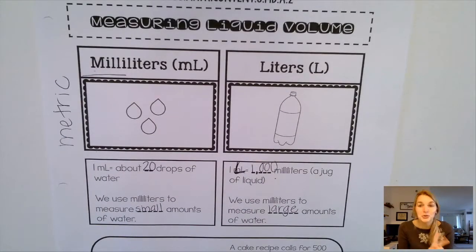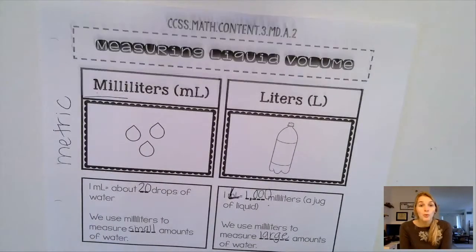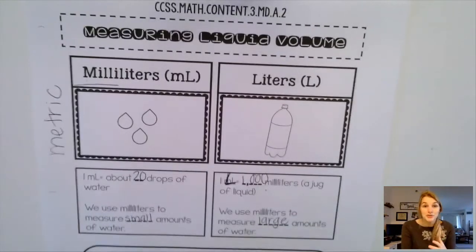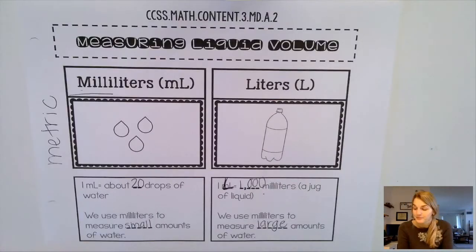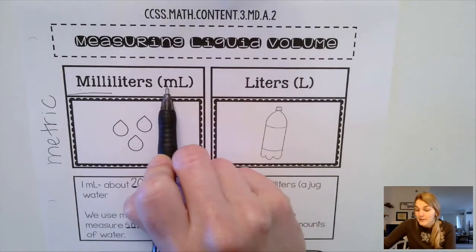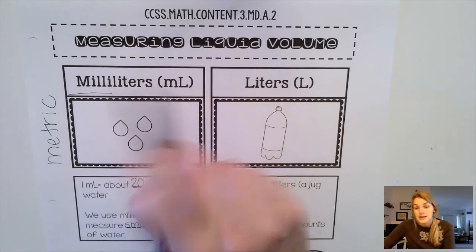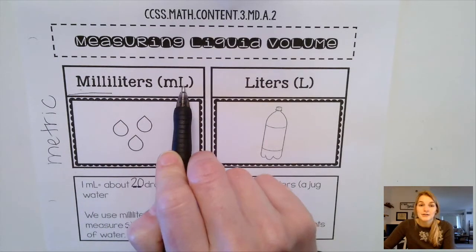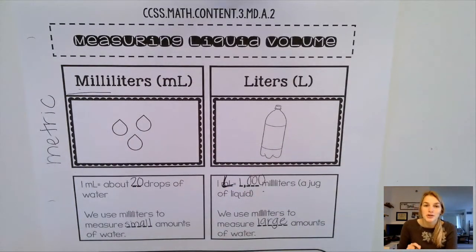So we're going to learn two new types of measurement this year in third grade. These are called metric units. Now, metric is used all around the world. It's just a different type of measurement to talk about how much liquid volume something holds. So milliliters, you notice, has a little m and a large L, milliliters. It's a small amount because you can see here that milliliters just measure some drops of water.